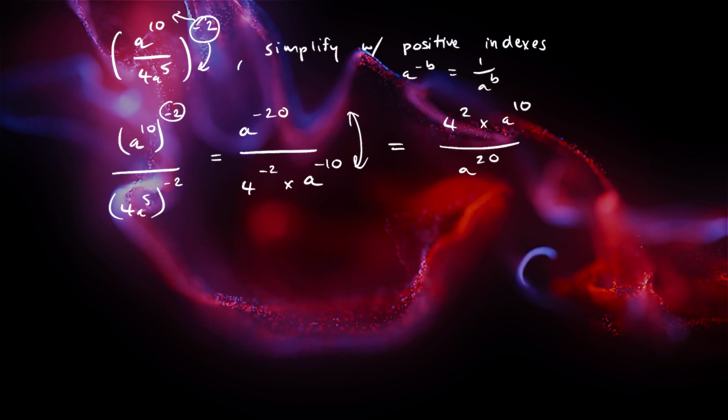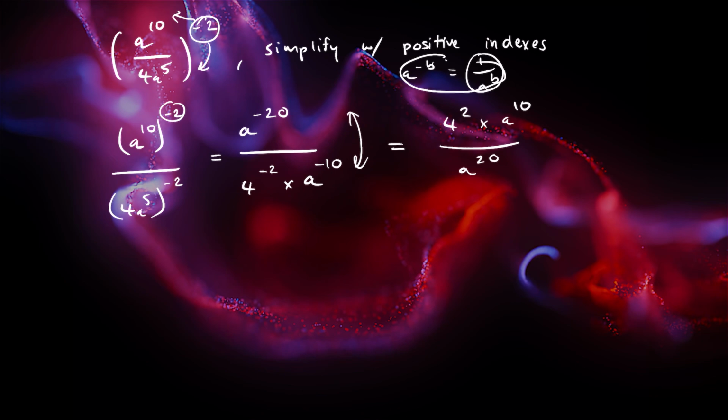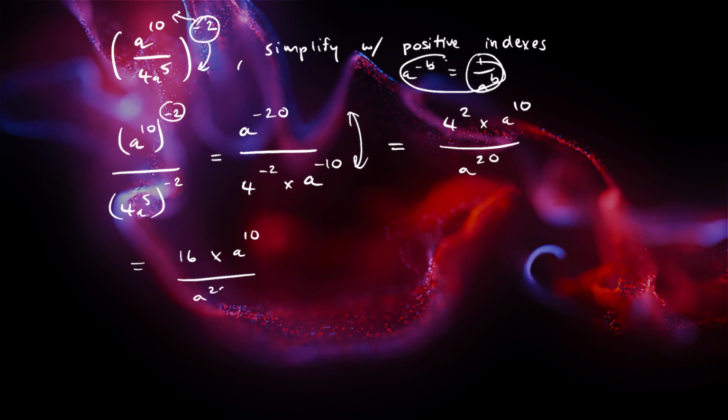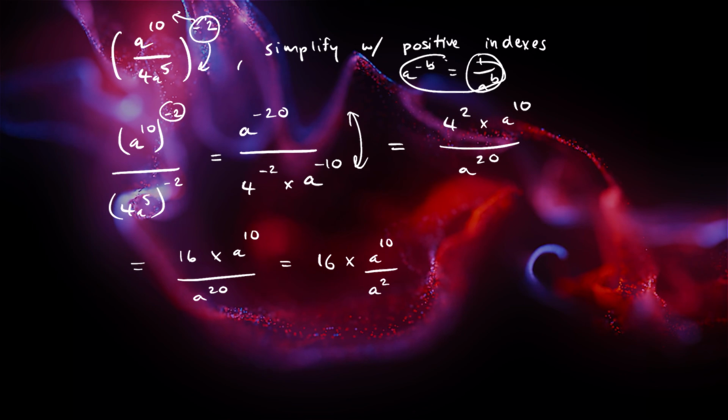If you're not comfortable with that, all we're doing, I just skipped all the steps, is we're taking this rule here, applying it to the numerator and the denominator, and then dividing those fractions. So this is equal to 4 to the power of 2 multiplied by a to the power of 10. That is 16 multiplied by a to the power of 10 over a to the power of 20.